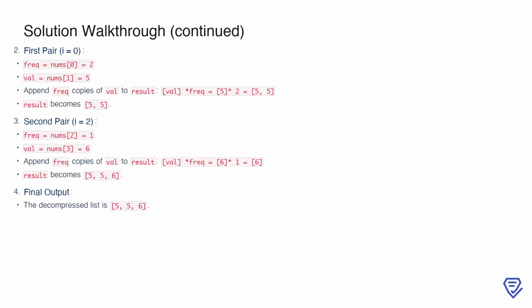Then, we process the second pair, which has a frequency of 1 and a value of 6. Here, we append 1 copy of 6 to result, extending it to 5, 5, 6. With all pairs processed, the final decompressed list for this example is 5, 5, 6.